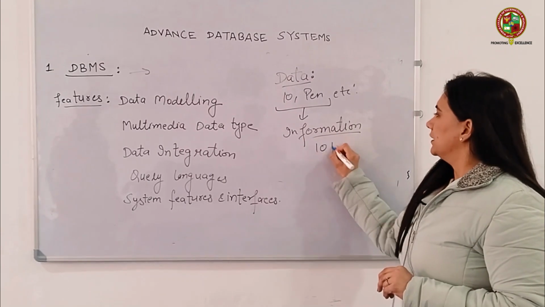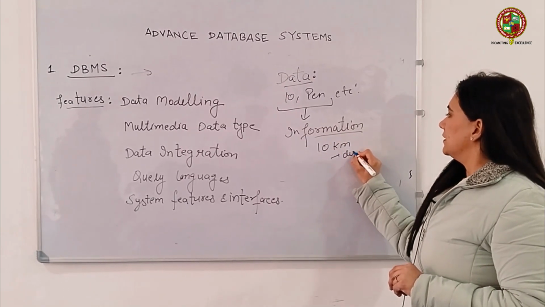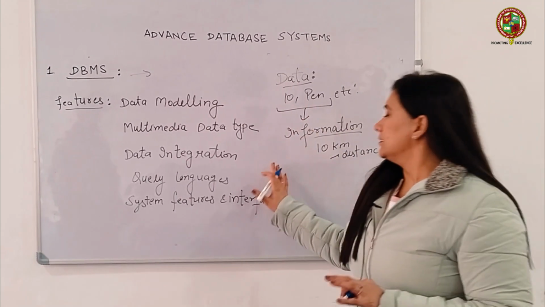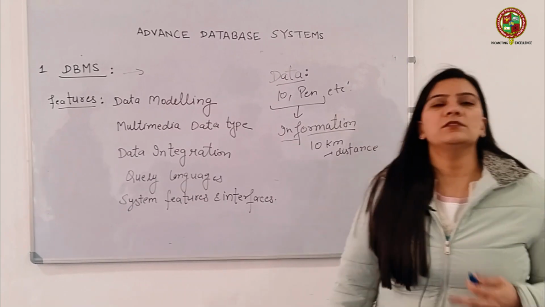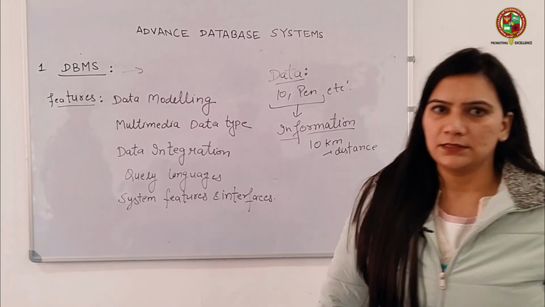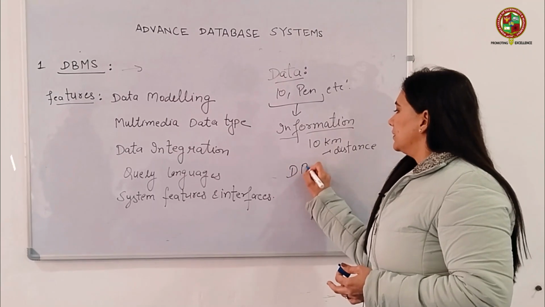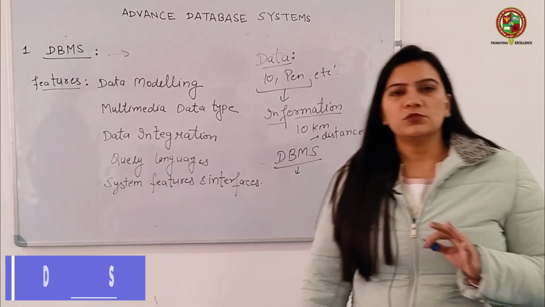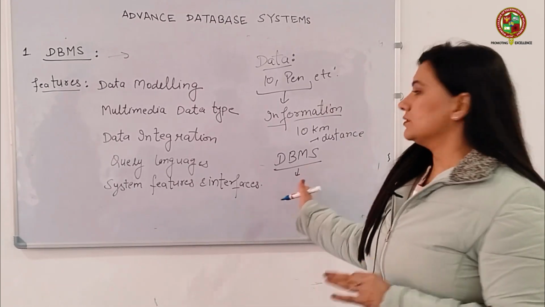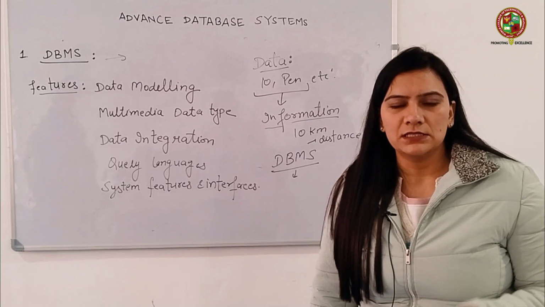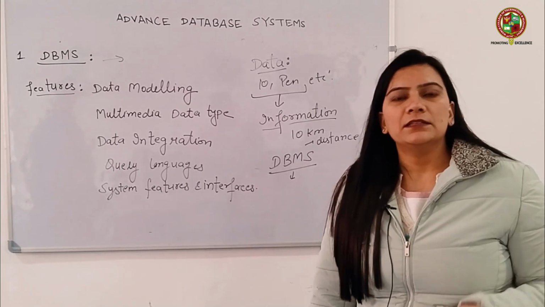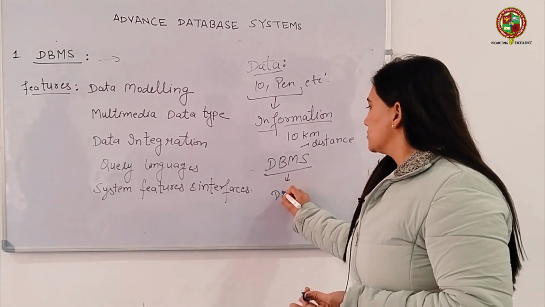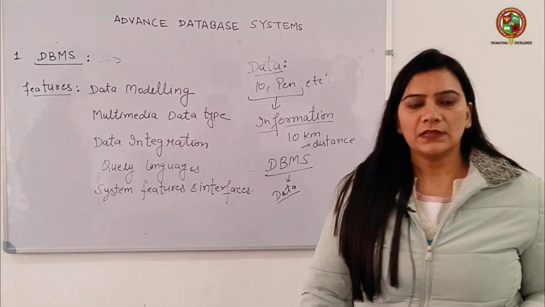If we write 10 kilometers, this represents the distance, so it becomes information. In the DBMS, information or data is used for decision making. Next, what the DBMS is. A DBMS is software which we use to store data, and using this stored data we can insert data, update the database, retrieve data, or modify the data stored in the database.